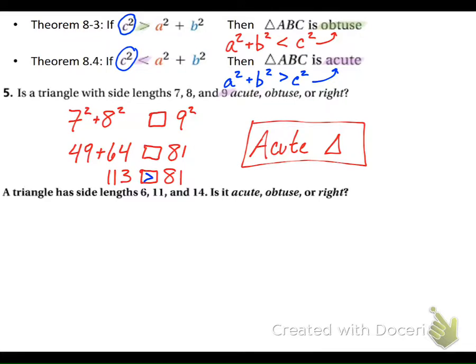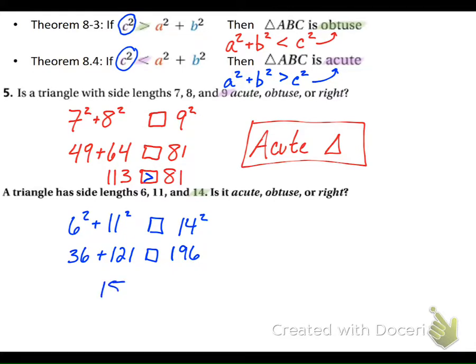Again, just knowing that if my two legs are bigger than the hypotenuse, that means it's going to be an acute triangle. And then same thing here, my 14 is going to be my hypotenuse. So I've got 14 squared, and on the other side, I've got 6 squared plus 11 squared. So that's 36 plus 121. And 14 squared gives me 196, I think. Yeah. And so again, 36 plus 121 gives me 157, and 196 on the other side.